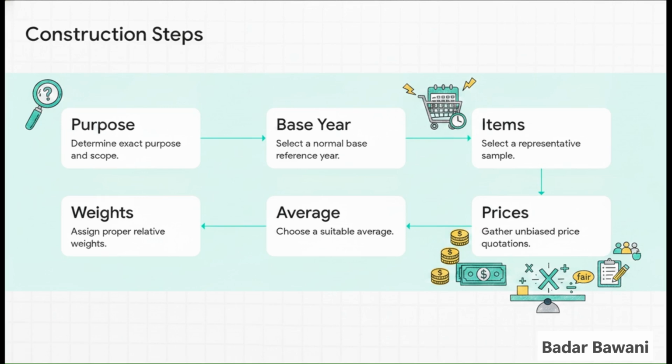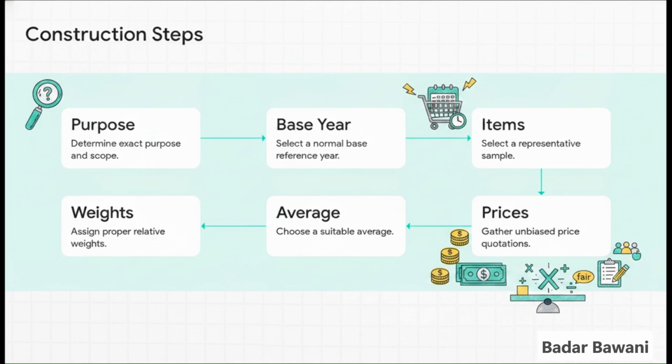First, you have to determine your exact purpose and scope, like what exactly are you trying to measure. Second, you select your base year. And here's a really fascinating detail from the sources. The base year must be considered normal, meaning it should be totally free from natural calamities or extreme economic shocks, and it shouldn't be too far back in the past.